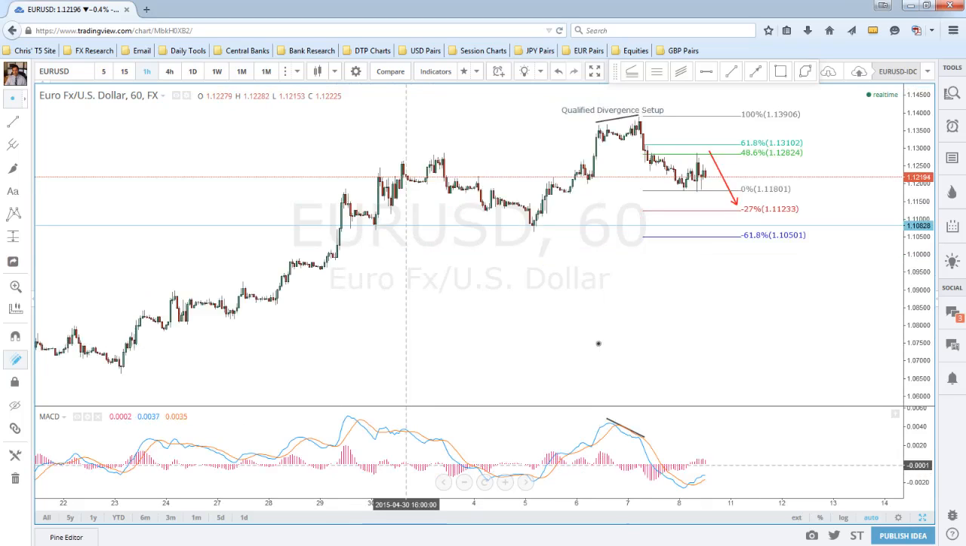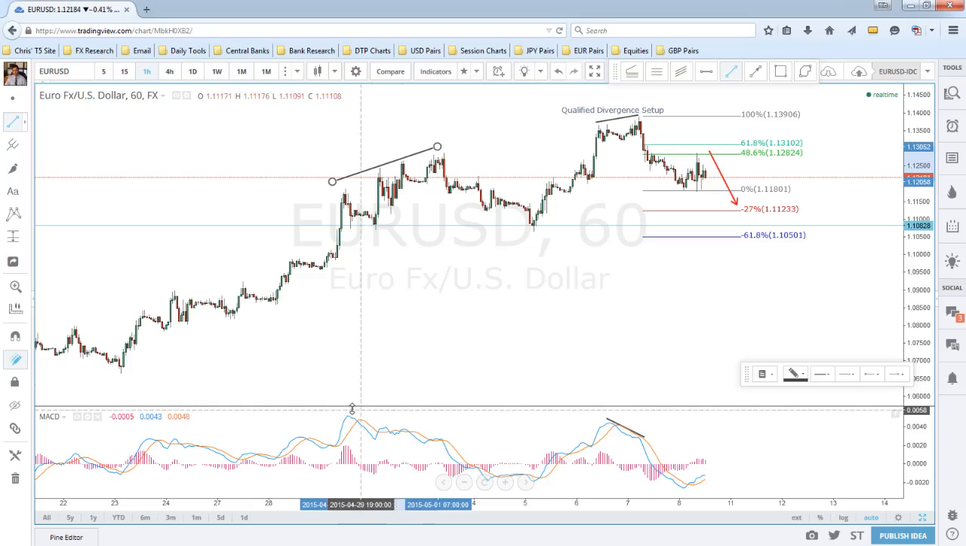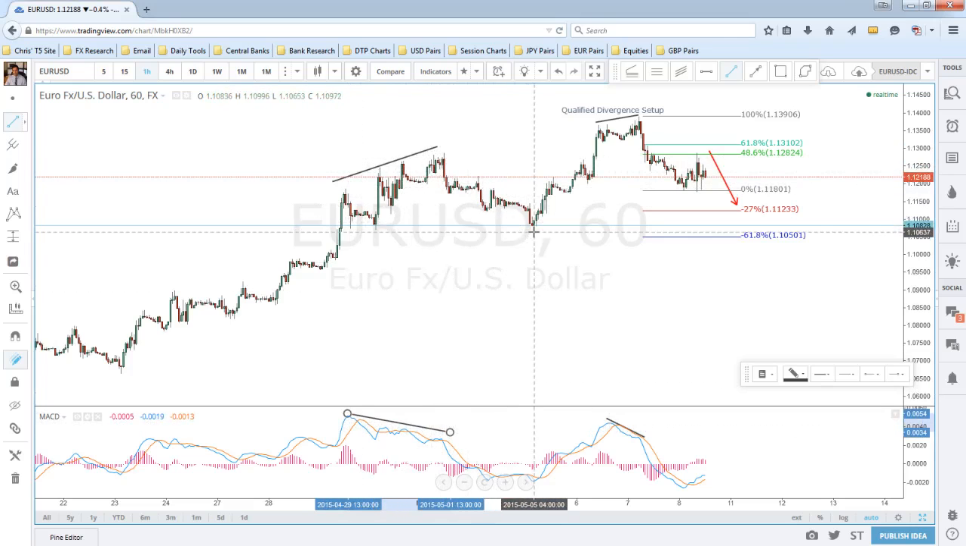But for the most part, we're going to use the MACD to spot divergence, and then we're going to use price to confirm. So in this case, we had price moving higher and the MACD cycling lower. We had divergence led into a correction.